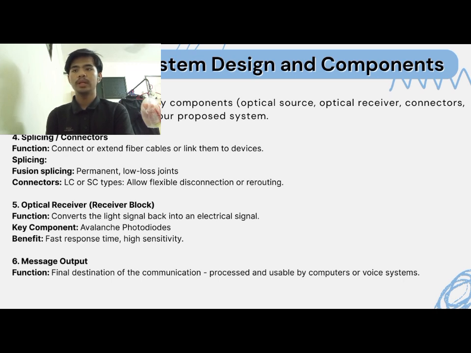And the fifth one is optical receiver. Its function is to convert the light signal back into an electrical signal. So we decided to use avalanche photodiodes, and the benefit of avalanche photodiodes is it has fast response time and also has high sensitivity. And the last one is message output. Its function is as the final destination of the communication, processed and usable by computers or voice system.